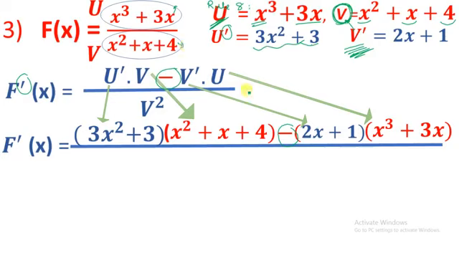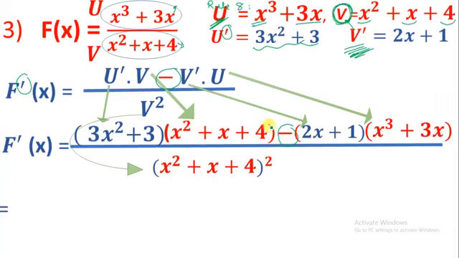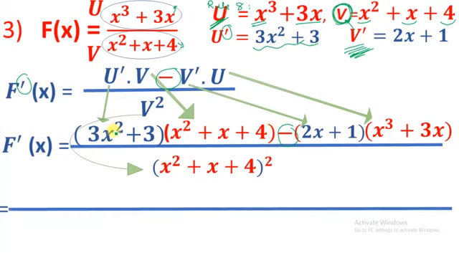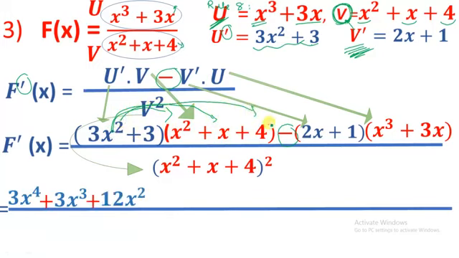فيكم دغري تقولوا الدينومينيتور سكويرد، يعني بصير معنا x squared plus x plus 4 all squared. Simplifying only للنيوميريتور، اوكي؟ يعني expanding. بصير عندنا f prime of x equals 3x squared multiplied by x squared to get 3x to the power 4, 3x squared multiplied by x plus 3x cubed, 3x squared multiplied by 4, it is 12x squared, 3 multiplied by x squared plus 3x squared plus 3x plus 12. Minus and open bracket.